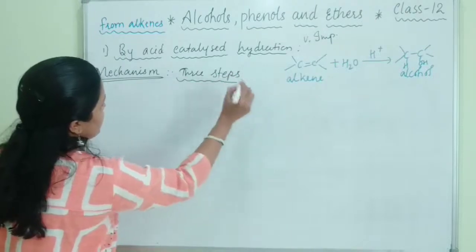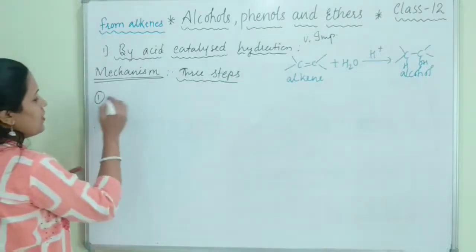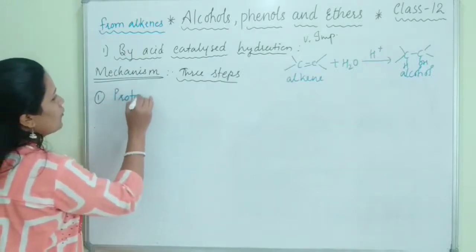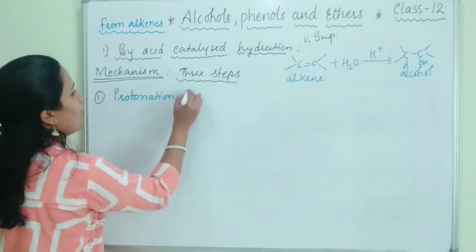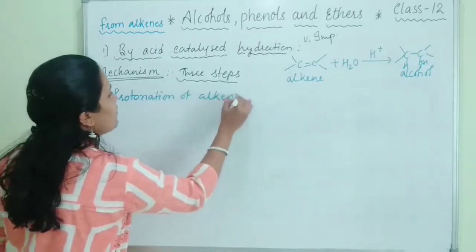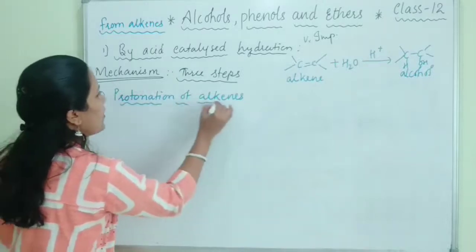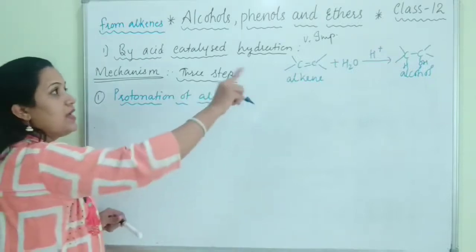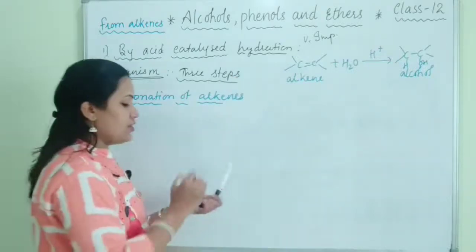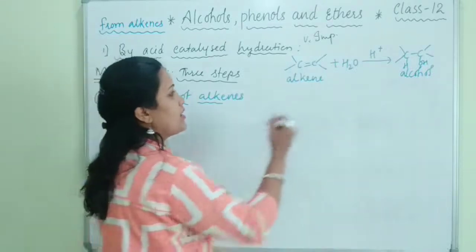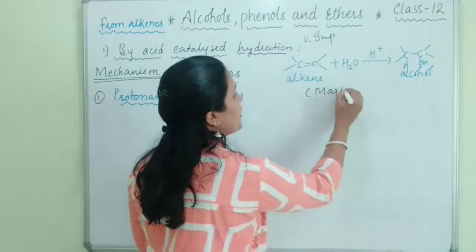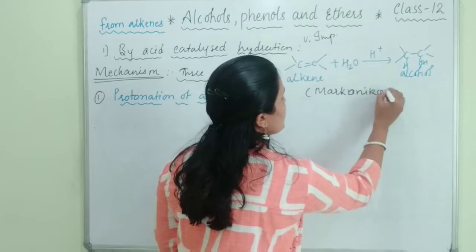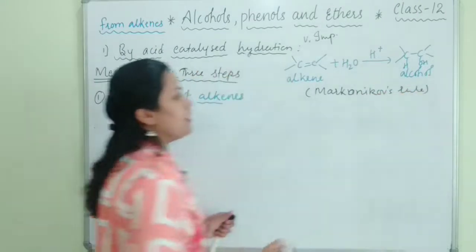Now try to understand properly. The first step I will write here is protonation of alkenes. Let's see what we mean by protonation of alkene. Protonation means proton, and proton means H plus. The reaction which is going on is actually according to Markovnikov's rule. We studied Markovnikov's rule in class 11th.